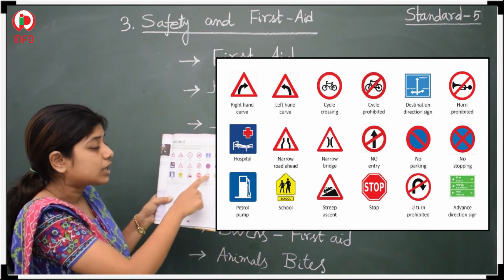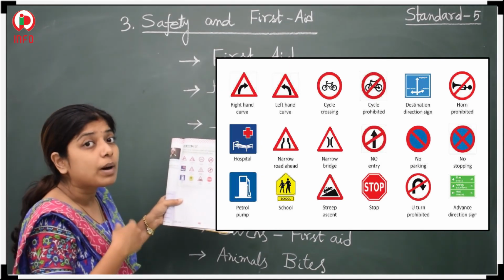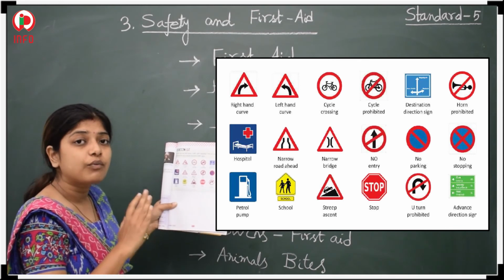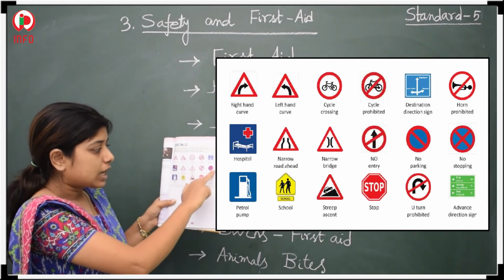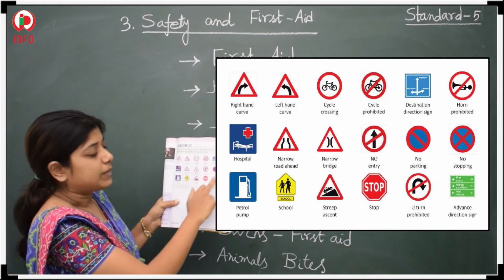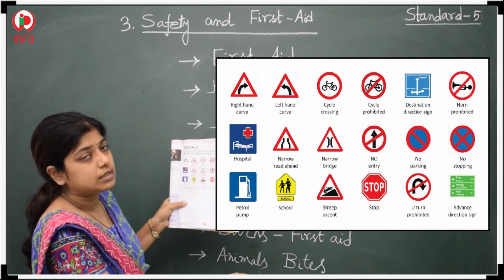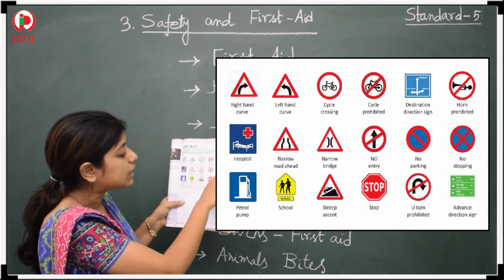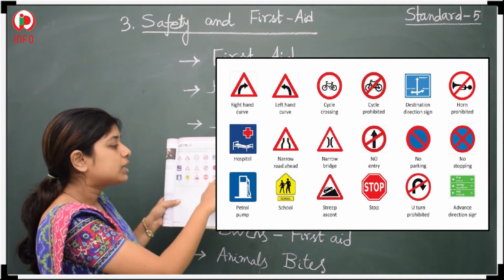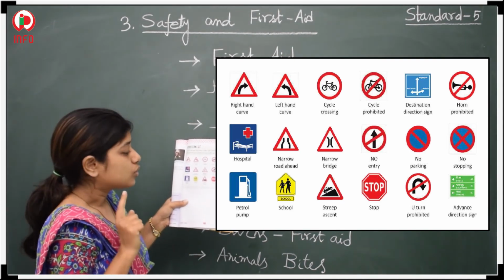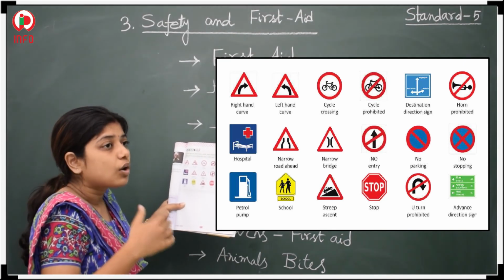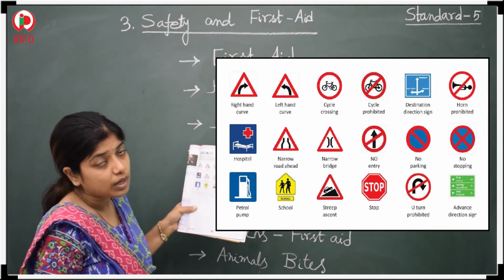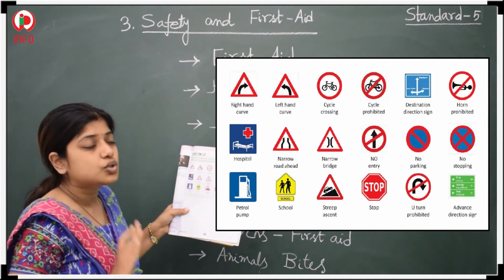Next one, this one is the sign of no parking. No parking means you can't keep any vehicle there. This kind of blue color is there and one cut is there. The same thing, only crossing. Instead of one cut, there is a cross. That one is the sign of no stopping. That means you are not allowed to stop there. Whatever problem you have, you can't stop there.